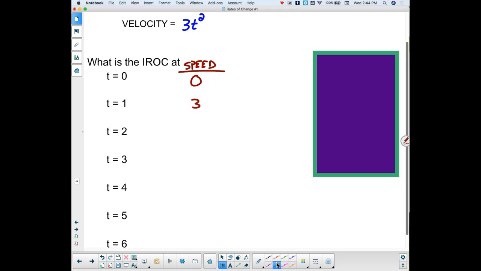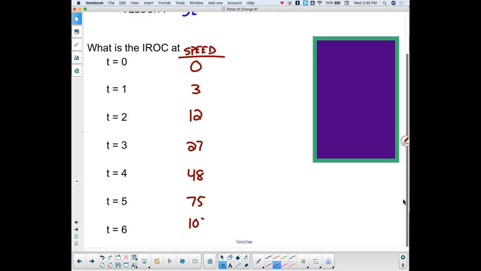At 2, what's the speed? 12. 3, what's the speed? 27. 4. What's the speed? 48. 5. What's the speed? 75. 6. What's the speed? 108.